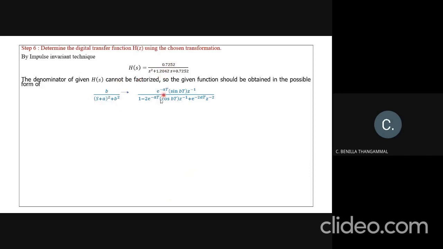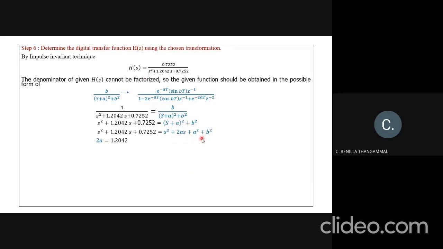Because for this term alone, I have the formula here. But I don't know what your a and b are from this one. So let us find your a and b here. I take the denominator and equate it to s plus a whole square plus b square. This is the form I have to express. So if I expand s plus a whole square plus b square, I get s square plus 2as plus a square plus b square.